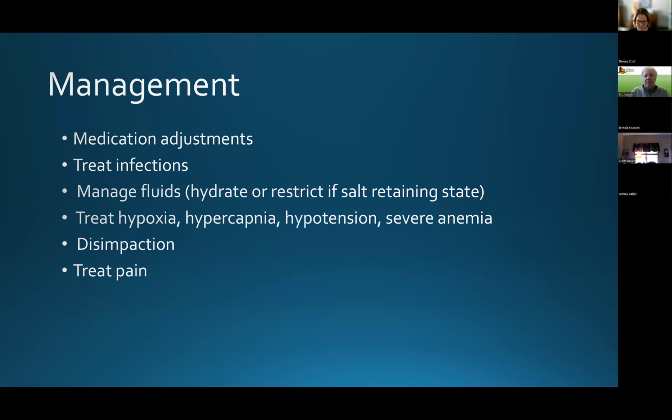Having obstipation or constipation and doing a rectal exam to see if you need to disimpact somebody is really critical, particularly since one study showed that up to 40% of delirium was caused by obstipation or fecal impaction in older adults. And then finally, and sometimes empirically, we have to treat pain.